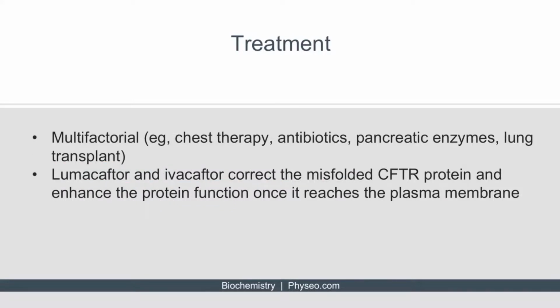The exact treatment of cystic fibrosis is beyond the scope of Step 1, but you should know that these patients are treated by a multidisciplinary team, which involves many factors such as chest therapy, antibiotics, pancreatic enzymes, and potentially even lung transplants. Two drugs that are worth knowing are lumacaftor and ivacaftor. These are drugs that correct the misfolded CFTR protein and enhance the protein function once it reaches the plasma membrane.